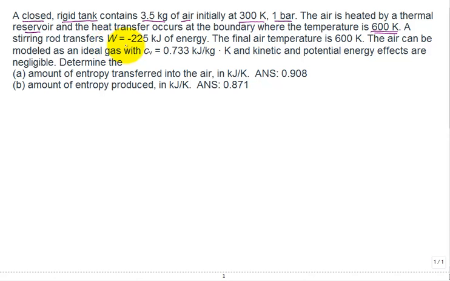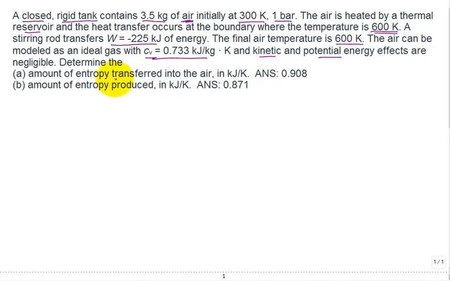A stirring rod stirs, and they give us the amount of work is negative 225, and that negative sign indicates that it's not from the system, but it's into the system, the system being the air. The final air temperature is 600 Kelvin. The air can be modeled as an ideal gas with C sub V equal to a given value, 0.733 kilojoules per kilogram Kelvin. Kinetic and potential energy effects are negligible. Determine the amount of entropy transferred into the air.